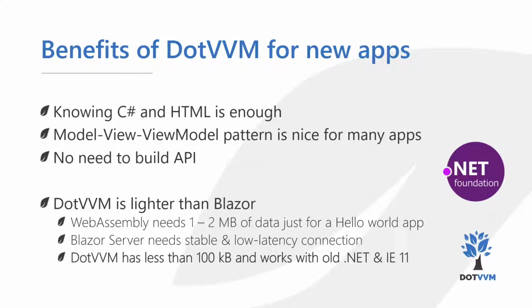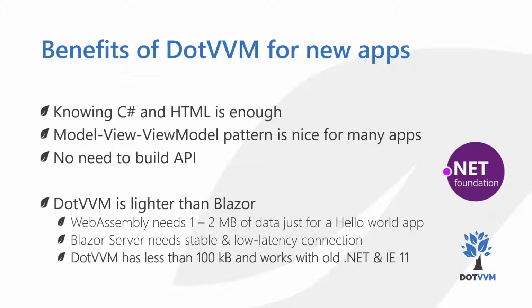And also, if your clients still need to use, for example, Internet Explorer 11, or if you for some reason need to stick with old .NET Framework, then Blazor is not a choice, because it doesn't work on .NET Framework. .vvm doesn't use WebAssembly and it doesn't use SignalR. The only thing that .vvm adds to your application is something like 100 kilobytes of JavaScript before compression. So if you even compress this, it's very small.